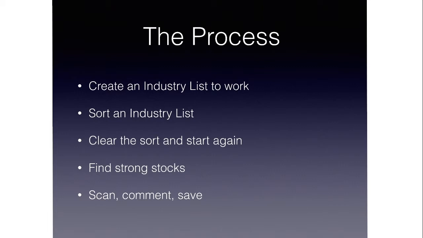So let's go ahead and create an industry list to work with. Then we're going to sort it. I'm going to show you how to clear the sort and start again, so that each week, anytime you want to use it, you can continue to look through the sort order and reset it. But more importantly, you want to find strong stocks or stocks setting up for reversals, and then scan, comment, and save. This is going to take roughly half an hour to work through, but we'll see how the process goes.